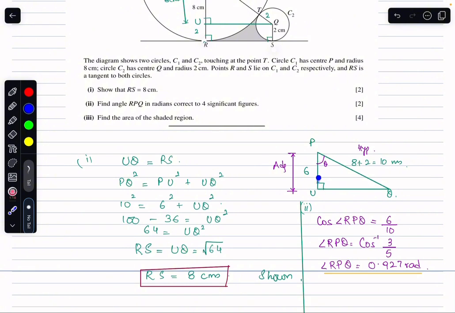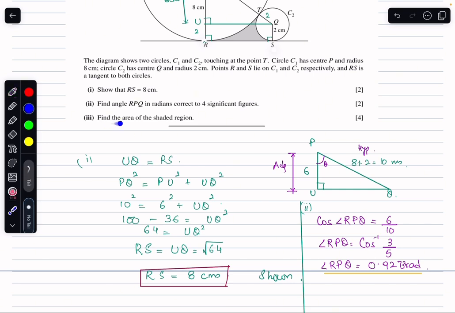With respect to the adjacent and the hypotenuse, I should have cos of RPQ, which equals adjacent 6 divided by the hypotenuse, which is 10, or we should say it's cos inverse 3 by 5. In radian mode, remembering we have to get it up to 4 significant figures, this should be equal to 0.9273 radians. So this is the answer up to 4 significant figures, 0.9273.